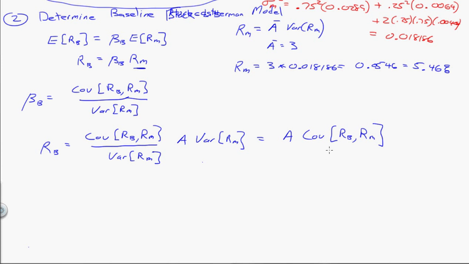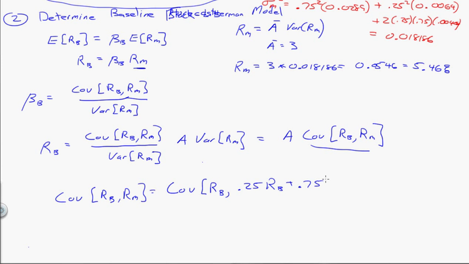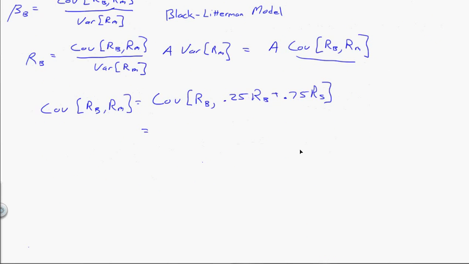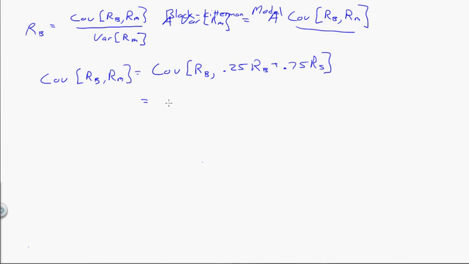We know A is equal to 3, but what about this term right here? Well, the covariance of return on the bonds with return on the market is equal to, let's substitute in, what is the market equal to? The market is 25% bonds plus 75% stocks. So that's going to be 0.25. When I'm doing covariance, I can take the constant terms out. This is constant, this is constant. So what I'm doing, I'm going to say, look at this term and then that one.